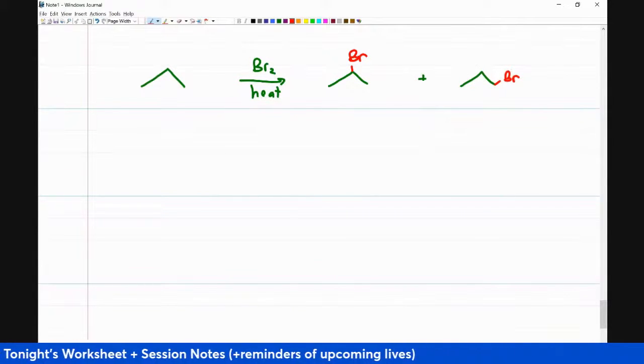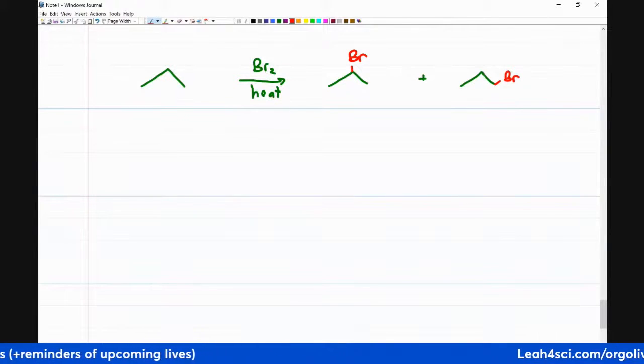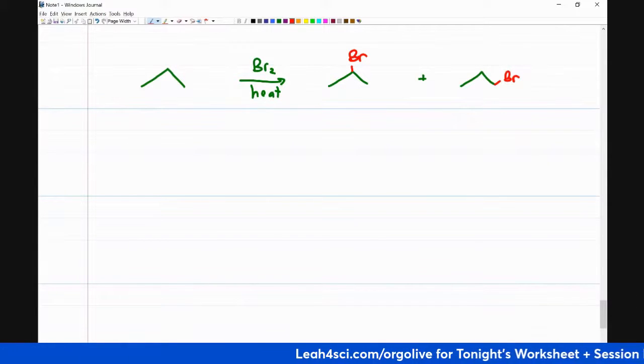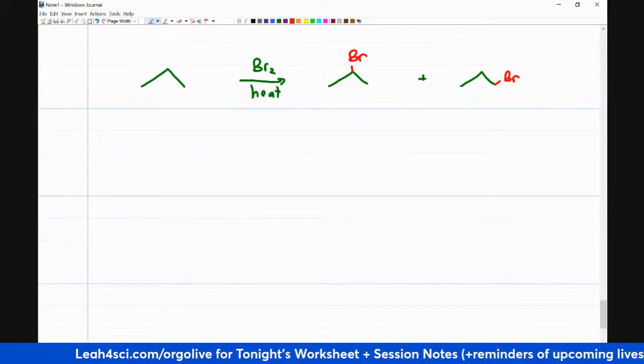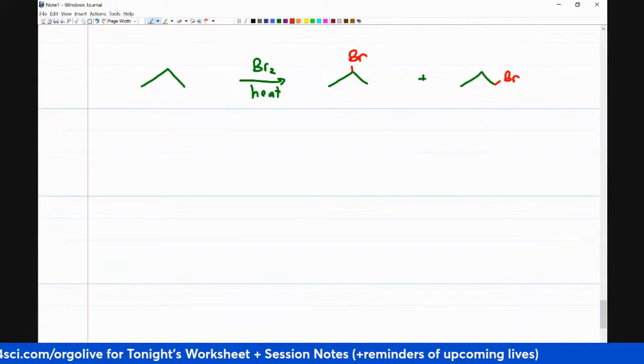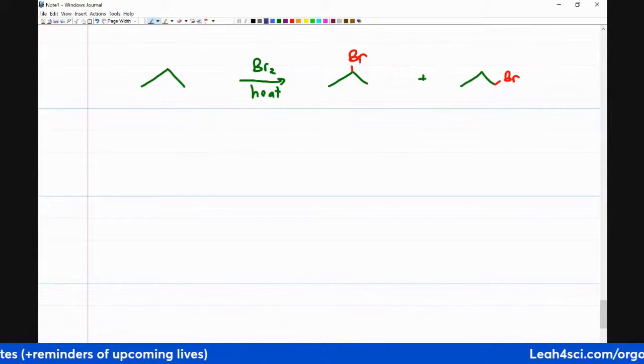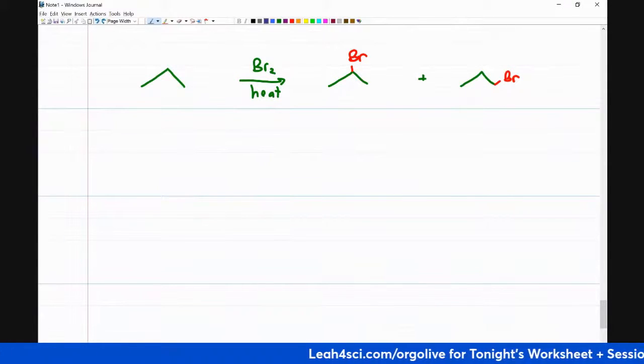And the question is, which one is going to form? Which one do you have to know? And very importantly, why? The answer depends on two factors. One factor that we have to look at is radical stability. If this comes from a radical at the secondary position, that radical would have been more stable, making this one a major product.